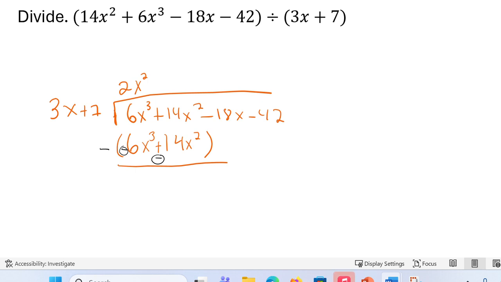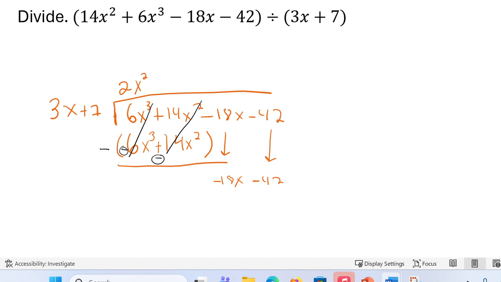So now I have 6x cubed minus 6x cubed, that cancels. 14x squared minus 14x squared, that also cancels. So then I need to bring down my next terms, right? Notice that I have 2 terms right here that I am dividing by. Therefore, I need to have 2 terms here as well. So I had to bring down 2 at the same time.